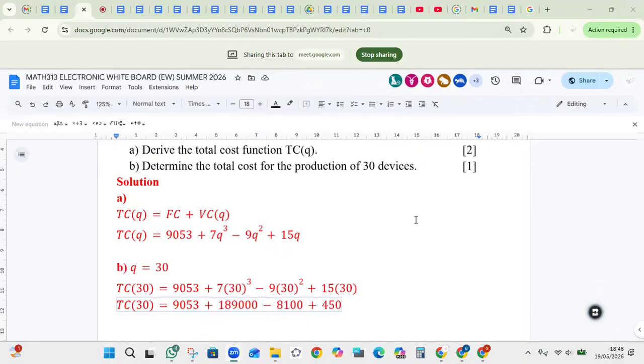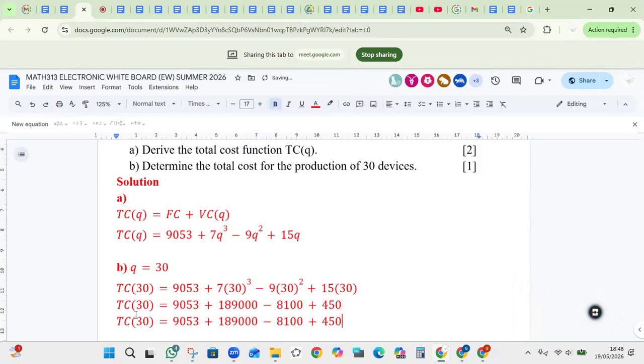So 7 times 30 cubed is 189,000. 9 times 30 squared is 8,100. 50 times 30 is 450. So all we have to do is to sum this up. 190,403.